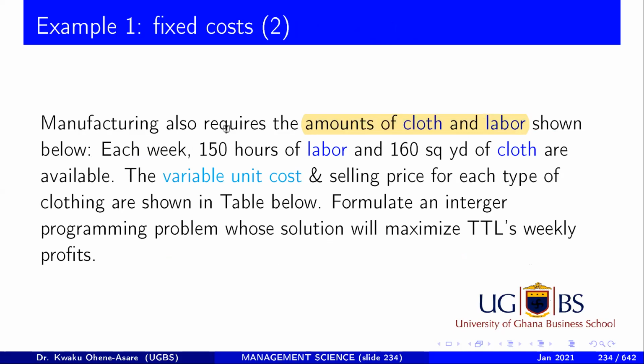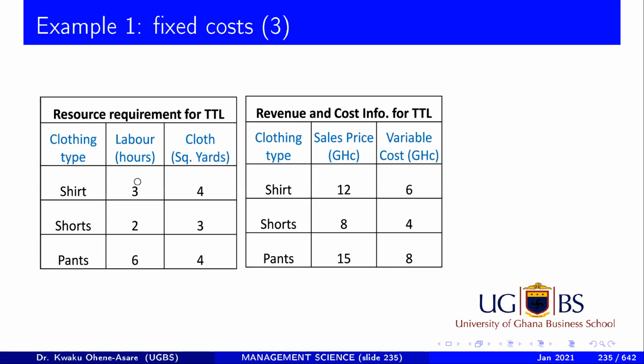So that means that these are like the resources that you need to be able to manufacture any of these clothing. And these are shown below. So let's look at them below first. If you look at the resource requirement at the top here, you will notice that each clothing type will tell you the hours that are used to produce that clothing type. So you need 3 hours to produce shirts, 2 hours to produce shorts, 6 hours to produce pants.